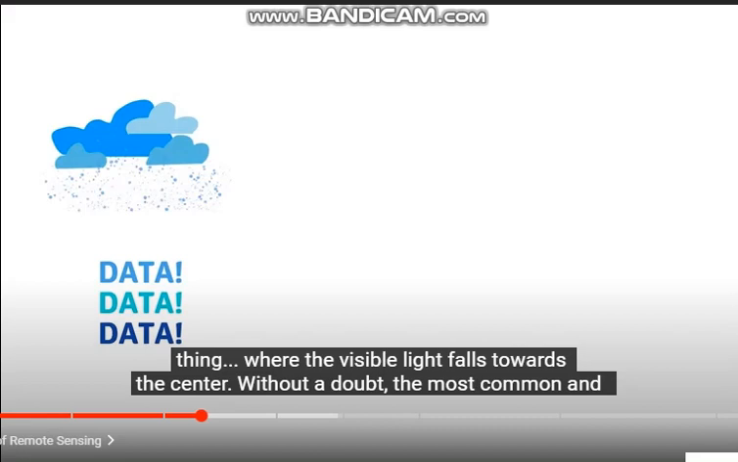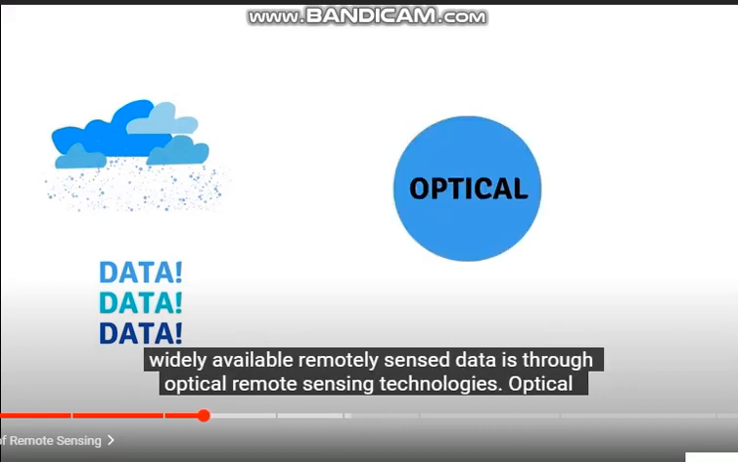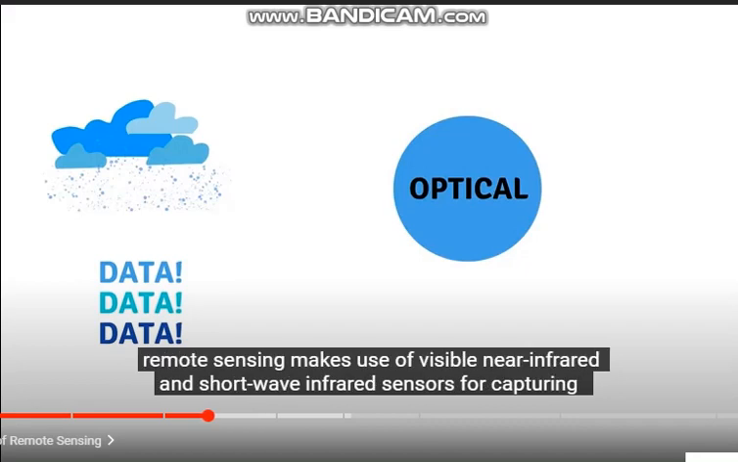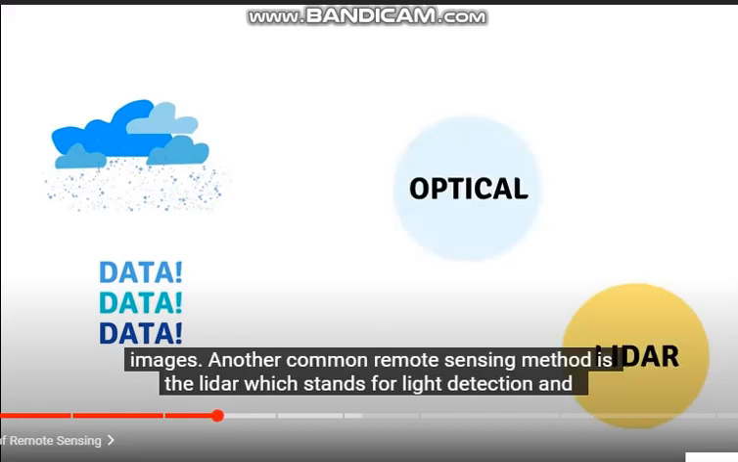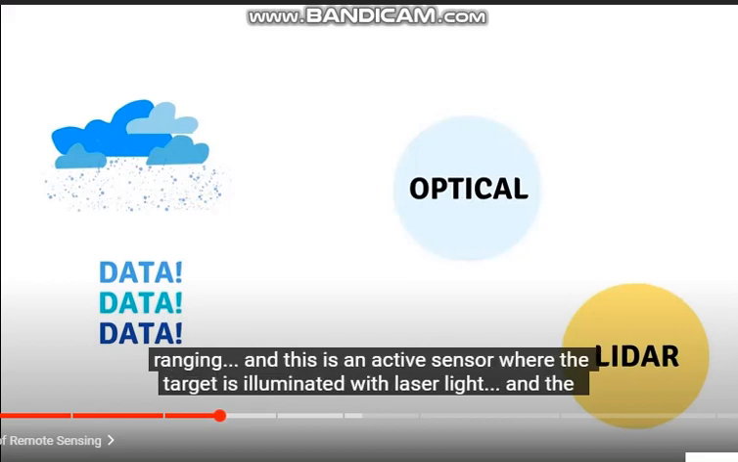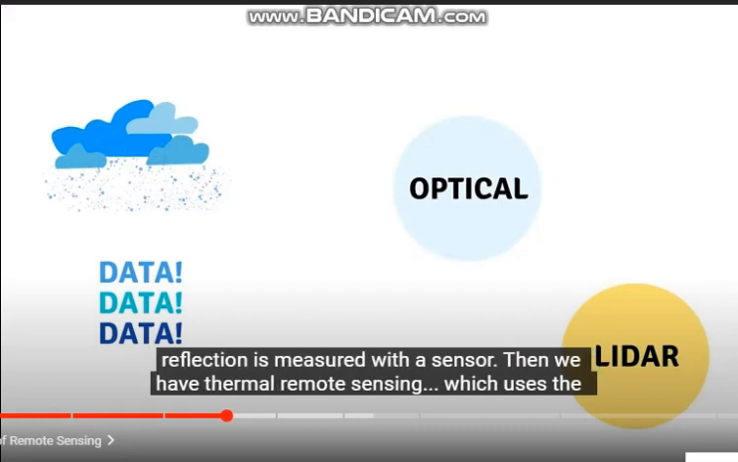Without doubt, the most common and widely available remotely sensed data is through optical remote sensing technologies. Optical remote sensing makes use of visible, near-infrared and short-wave infrared sensors for capturing images. Another common remote sensing method is the LiDAR, which stands for light detection and ranging, and this is an active sensor where the target is illuminated with laser light and the reflection is measured with a sensor.